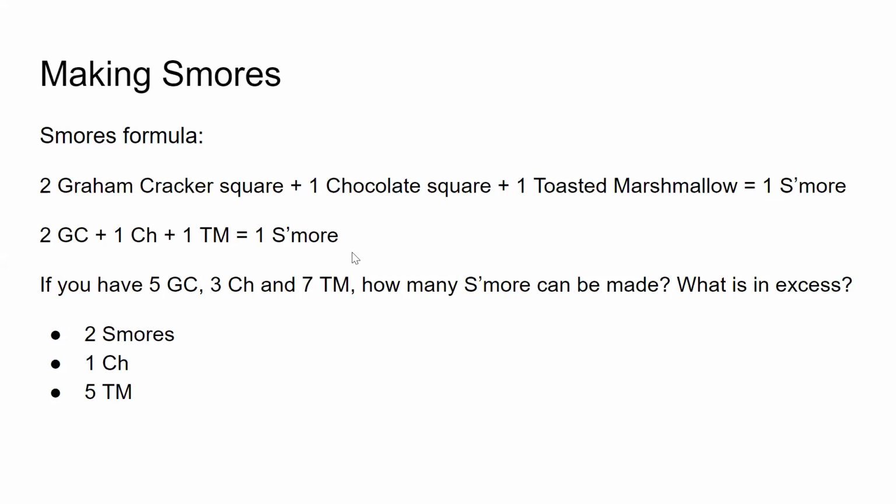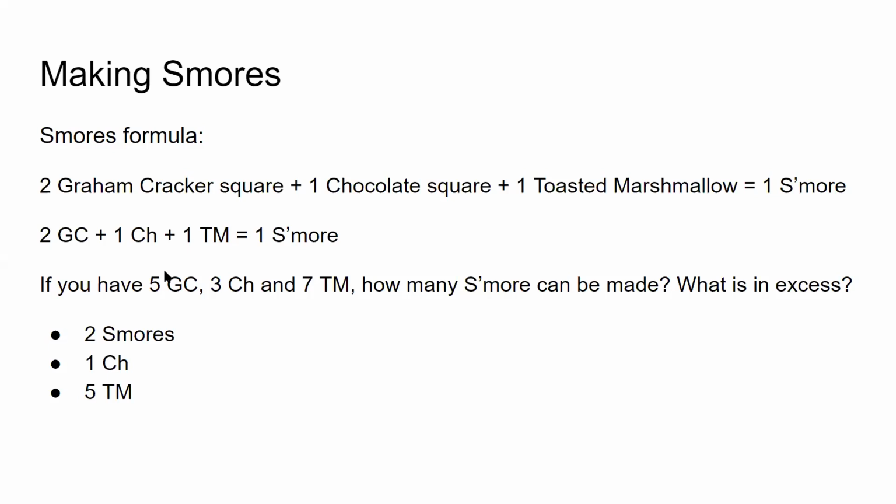So hypothetically, you have 5 graham crackers, 3 pieces of chocolate, and 7 toasted marshmallows. How many s'mores can you actually make? What are the ingredients that are in excess? Looking at this, we have 5 graham crackers. If we're looking at this as a ratio, 5 divided by 2 gives me 2.5 s'mores. So if everything else was in excess, we can make 2.5 s'mores.